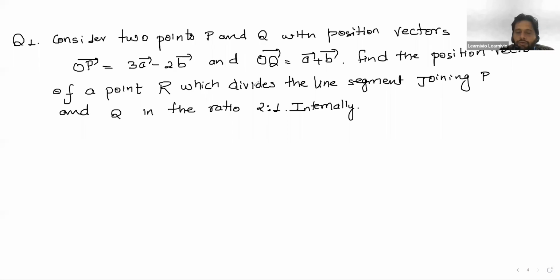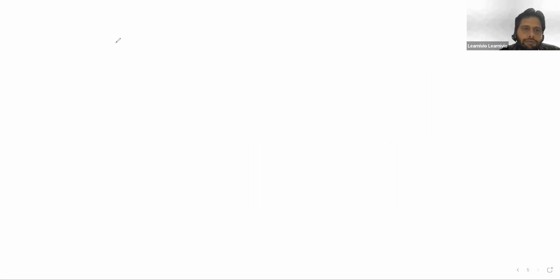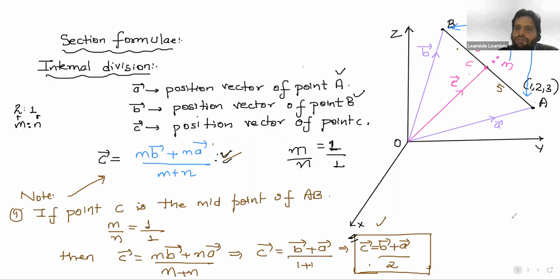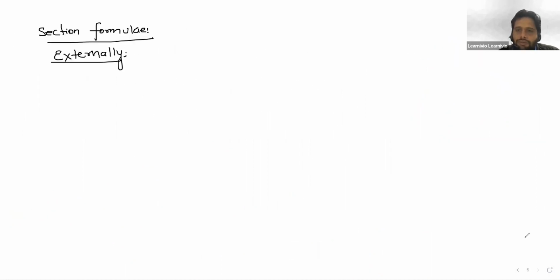Very good. Okay, so we have done the section formula for internally. Now we will see the section formula for externally. What do we mean by externally? That means this point C lies outside AB. That's why we are saying externally. There's just a difference in the formula. Only there's a change in the sign. The rest of the formula will remain the same.